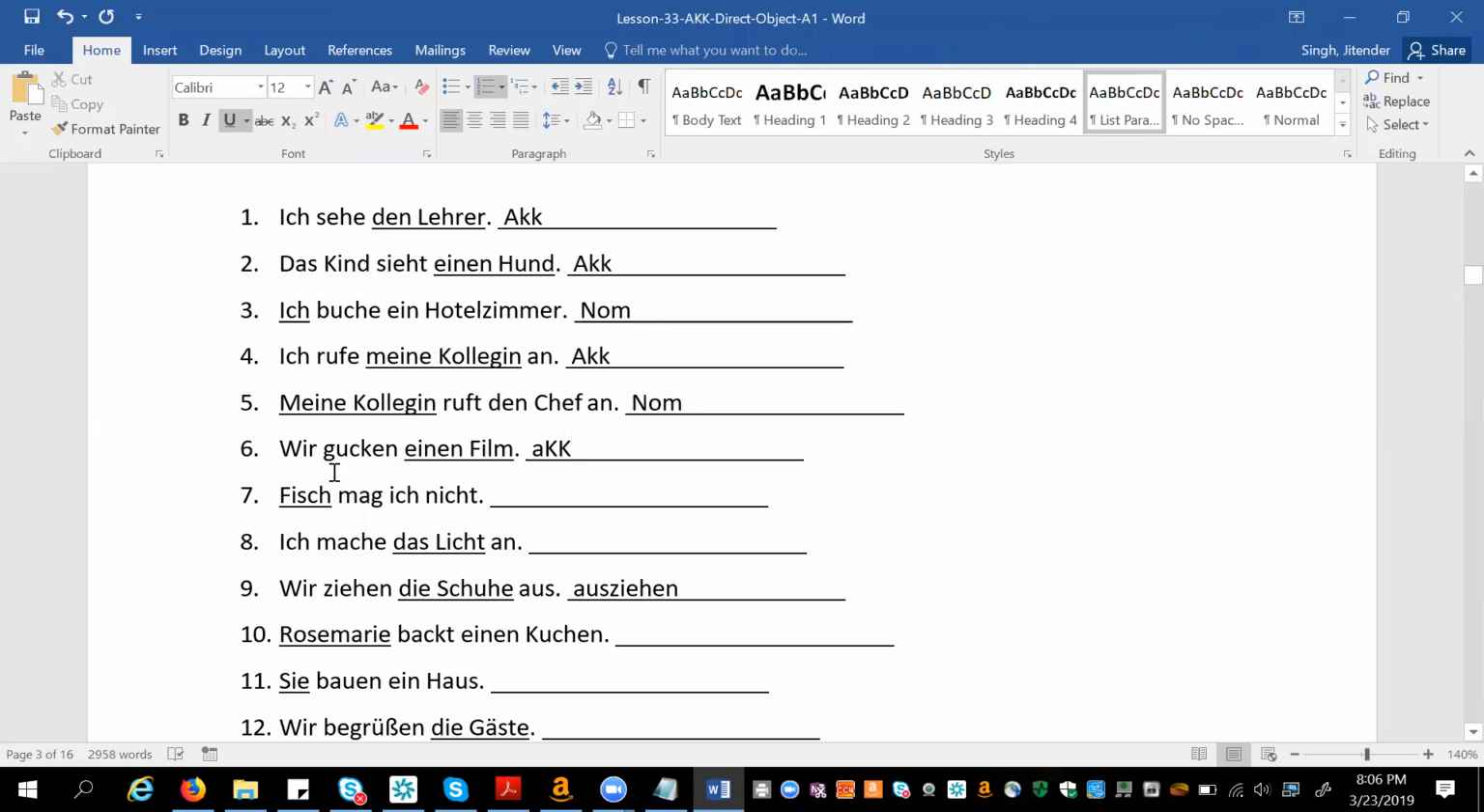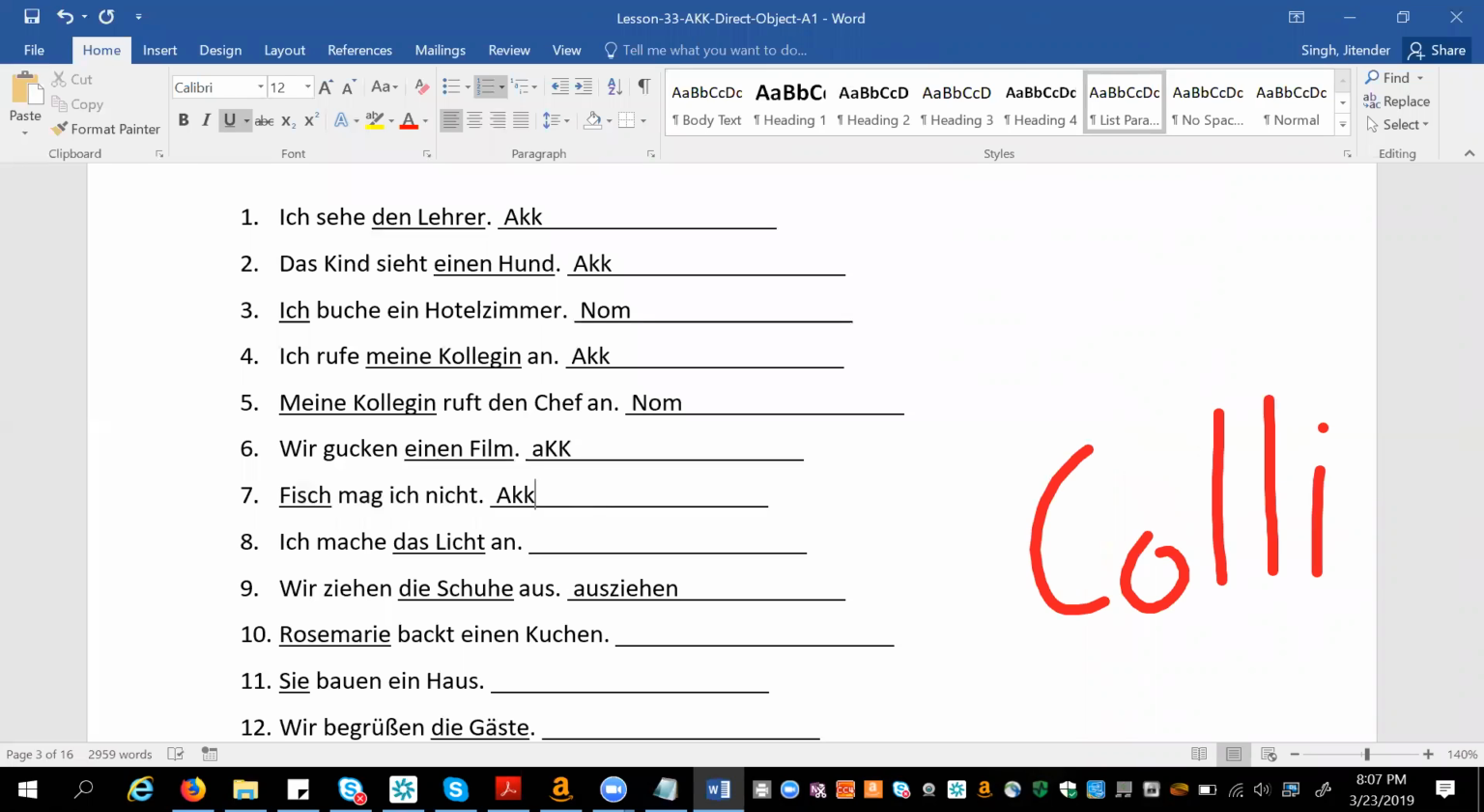Be careful. Fisch mag ich nicht. I don't like the fish. Yes, my dear friend. Who is the guy? He's giving the right answer. Who is writing here? Can you tell me? What is the name? Colin. Yeah, Mr. Colin. Thank you.